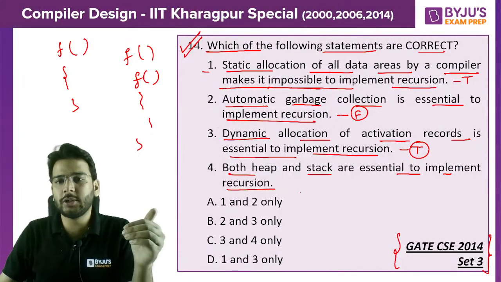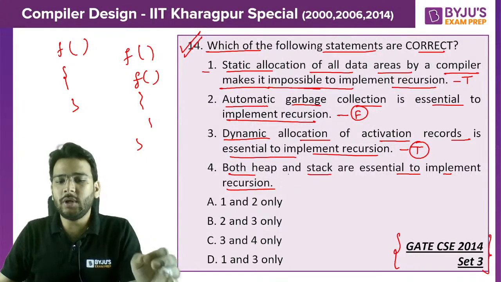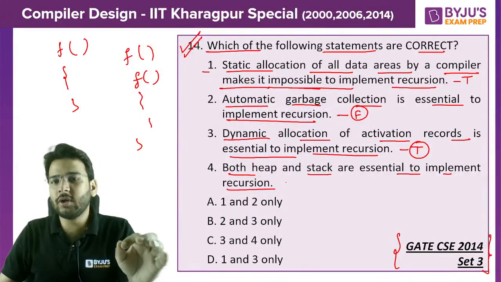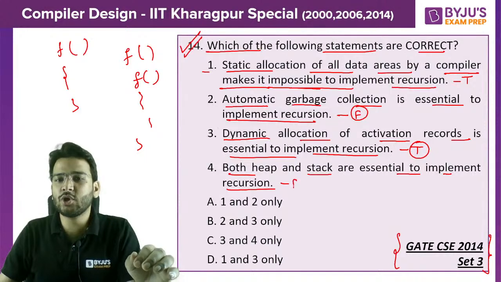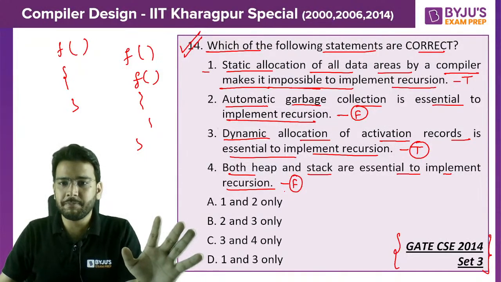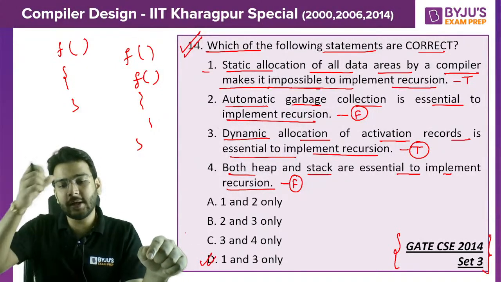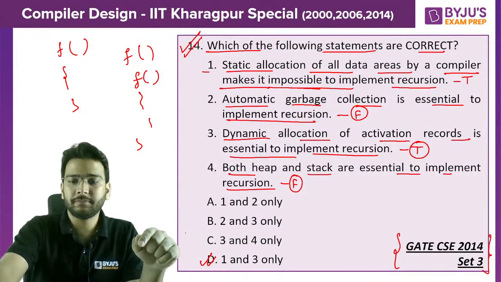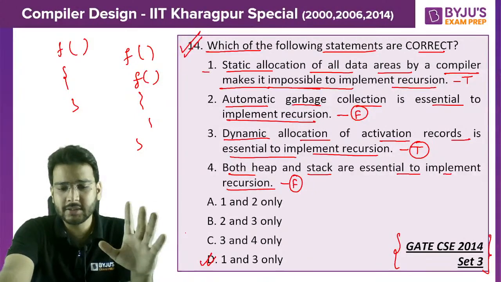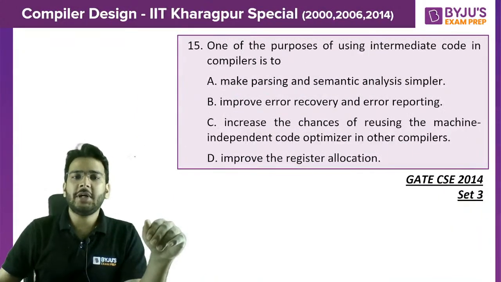As Shirisha said also, yes, only one of them will suffice. That means this is also false. Clear? 1 and 3 are the true statements here. Option D is the correct answer. I hope it is clear to all of you. If you have any doubt, please ask. Let's proceed to the next question now.